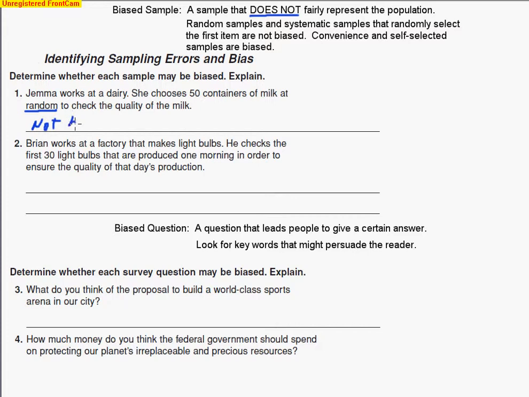And the reason is, not biased because Gemma chooses the milk or the samples at random. And so that's the key. Whenever you see that word random, then you know, okay, things are all okay. It's not going to be a biased sample.